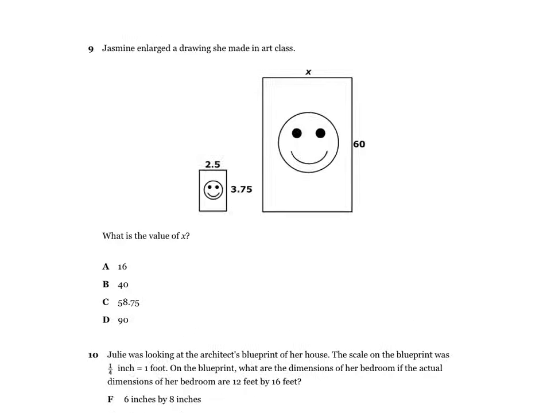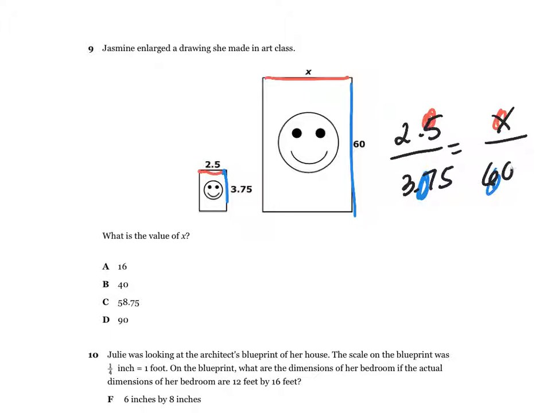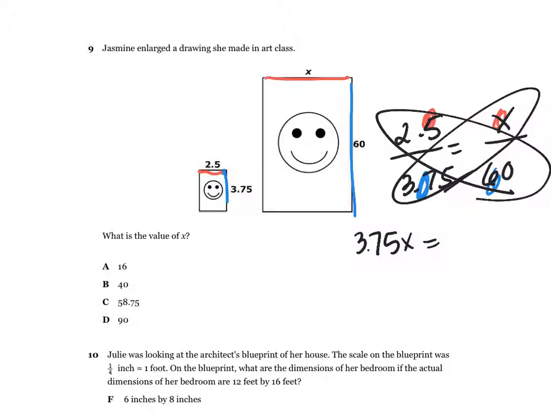Number 9, what is the value of x? Look, guys. Okay. I would say 2.5 over 3.75, x over 60. So 3.75x equals 60 times 2.5.